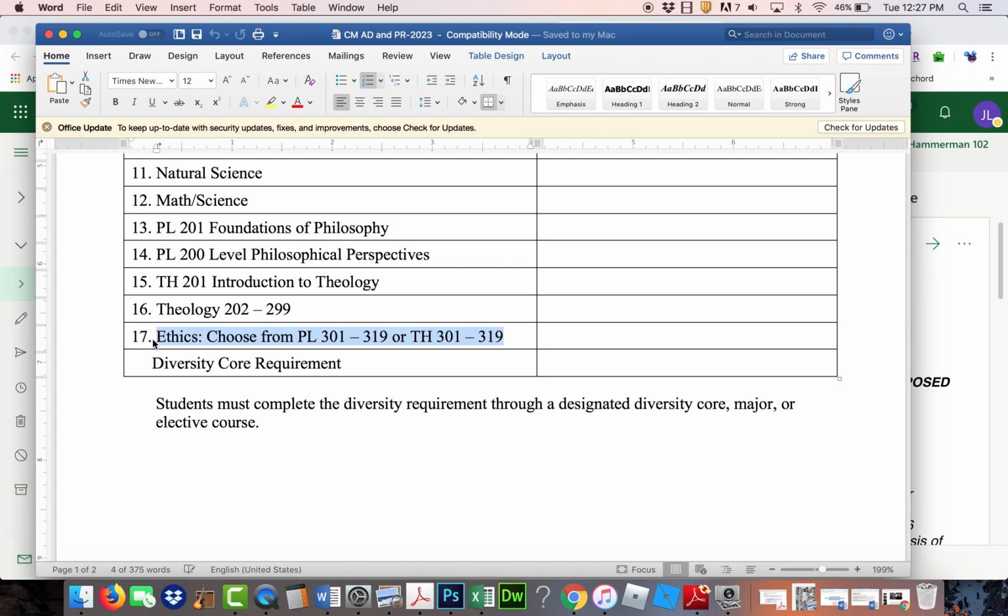Ethics can wait until you're a junior or senior. A lot of times I have seniors who I'm advising and they haven't taken it. They just have to make sure they fit it in. Sometimes when you're abroad, this will be taken care of.